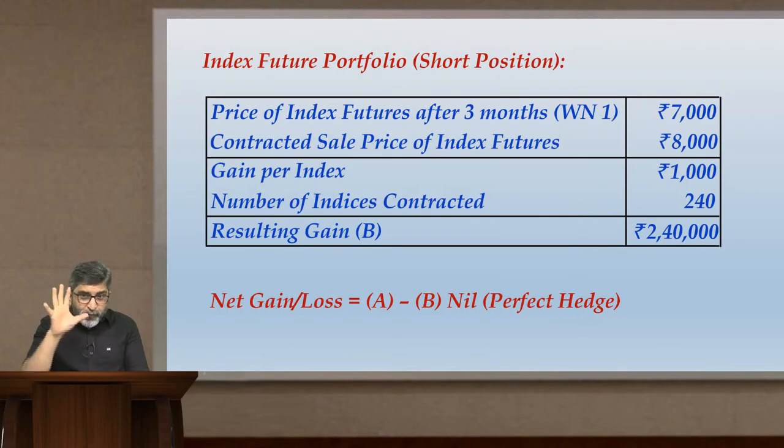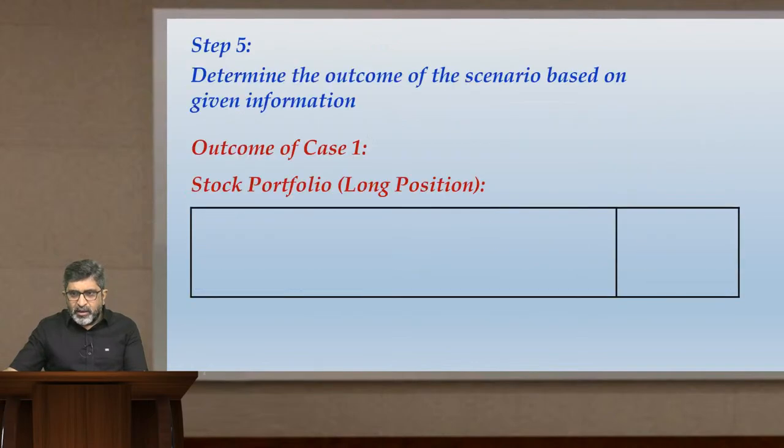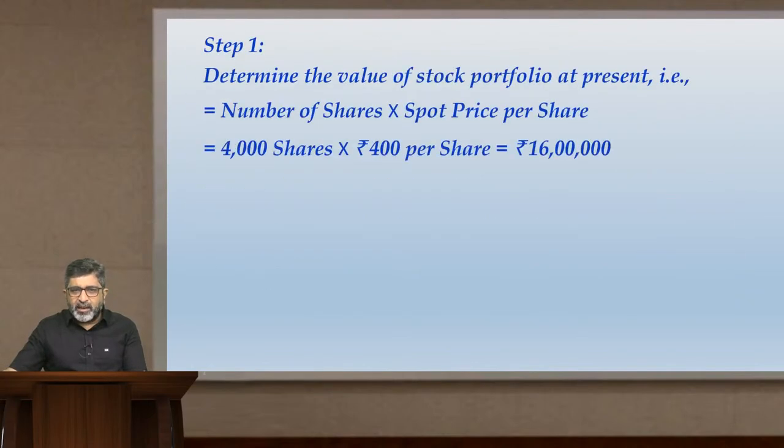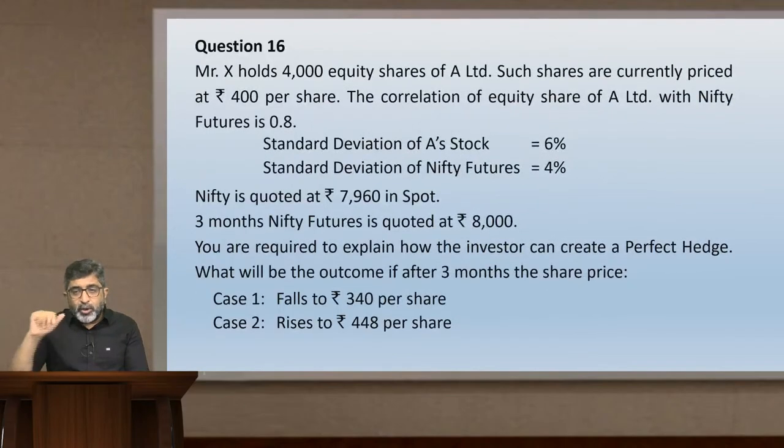In the question, let me take you back to the question right at the beginning. How much was the price of the share when you planned all this? 400. I'm noting that price, 400. Price in the first case is falling to 340. If I subtract 340, I get rupees 60 as the decline in the price.